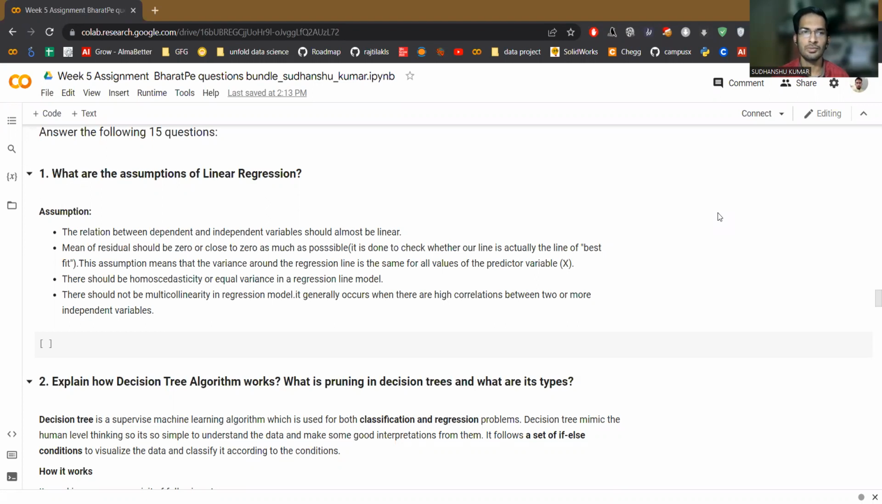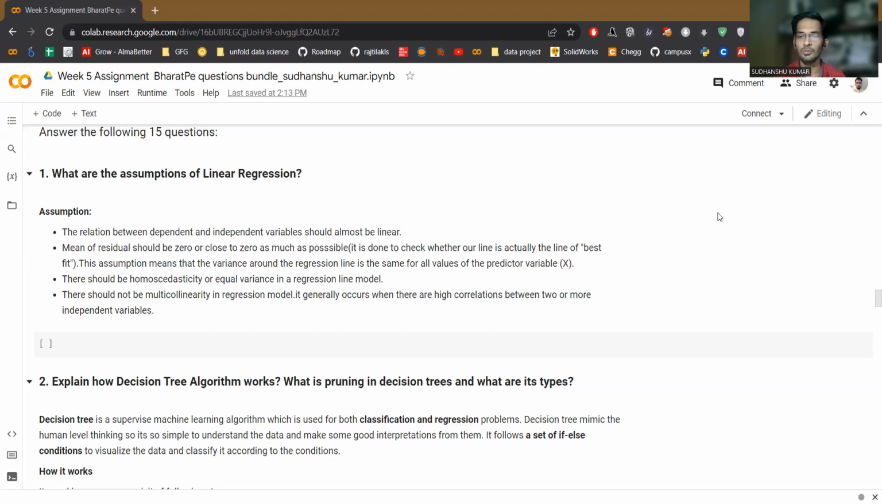The first question is, what are the assumptions of linear regression? As the name suggests, linear regression means that there is a linear relationship between the dependent and independent variable. And the second assumption is that the sum of residuals, which is actual minus predicted value, above the regression line is equal to the sum of the residuals below the regression line. It means that we can say that the mean of the residuals should be 0 or close to 0.